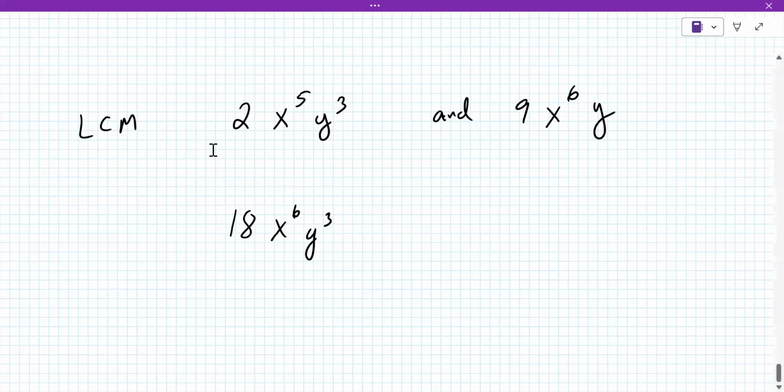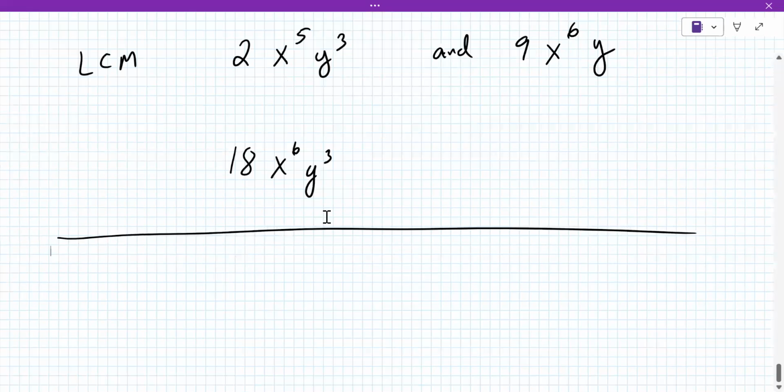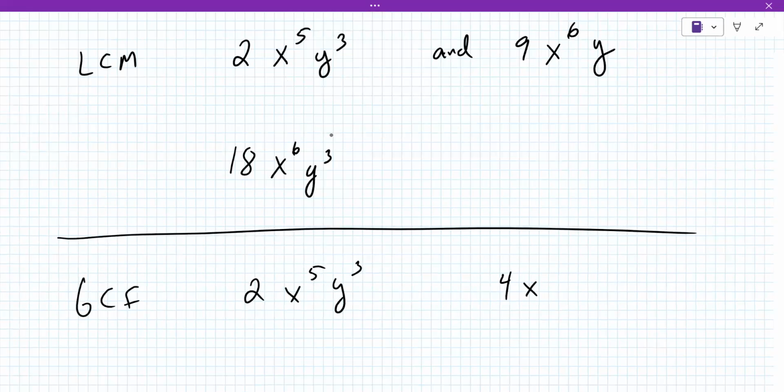Now, should we do a greatest common factor, or do you think that will be covered on the test? I didn't see it on the list, but for example, if we were to do greatest common factor, it would be kind of going the other direction. Let me give you one that's kind of nice, like 2x to the 5th y cubed and 4x to the 6th y squared.